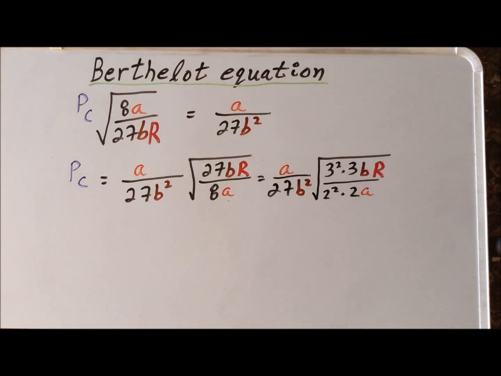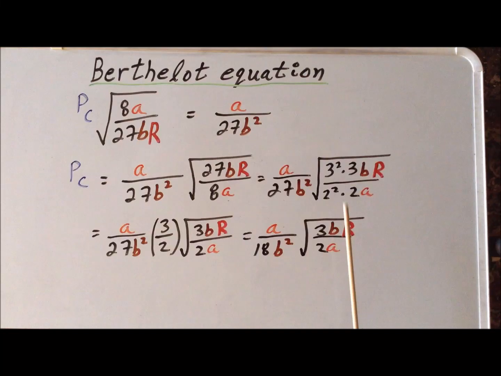Now we effectively perform a prime factorization of 27 as 3 squared times 3 and 8 as 2 squared times 2 underneath the radical sign. And we'll be able to use the properties of the radical to pull the 3 and the 2 out as coefficients and remove them from underneath the radical. We can pull the factor of 3 over 2 out from underneath the radical sign. So that gives us a over 27b squared times 3 halves times the radical.